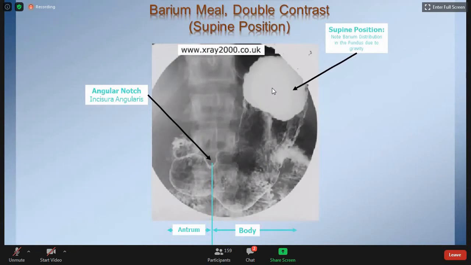The patient is in supine position, and we gave the contrast, and the patient is lying, and we have taken the X-ray. This is contrast pooling at the fundus due to gravity. Then we have this air and contrast outlining the lumen. The lumen is optimally distended, and this is the body of the stomach, and this is the antrum. This depression at the junction of the body and antrum is called incisura angularis. So this is the normal anatomy of the stomach demonstrated by barium meal double contrast study.